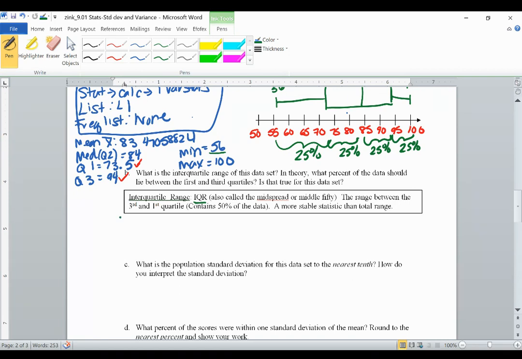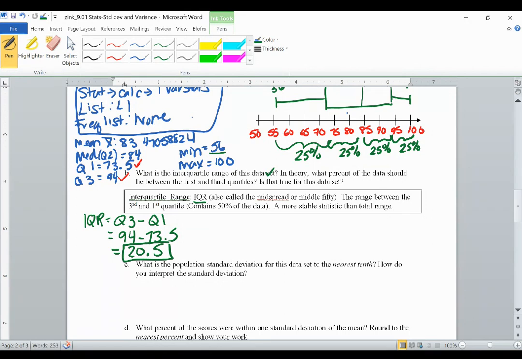So you want to take your quartile 3, so we sometimes call this IQR, would take quartile 3 minus quartile 1. So instead of doing max minus min, we go in a quarter more on each side. So quartile 3 was 94, quartile 1 is 73.5, so our interquartile range would be 20.5. That is the first question.